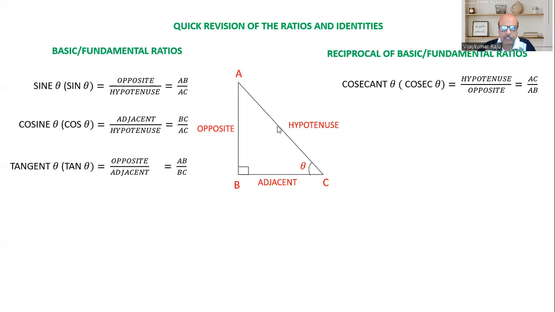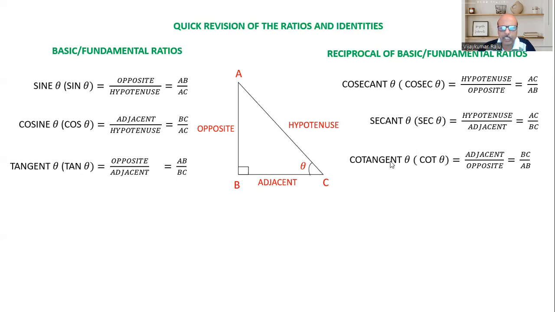Next, we take the reciprocal of cos. That is secant, sec theta. It is hypotenuse upon adjacent, that is AC upon BC. The next ratio is cotangent, cot theta, adjacent by hypotenuse, BC upon AC. So these three are the reciprocals of the fundamental ratios. Once you remember this, you should know that these are nothing but reciprocals.